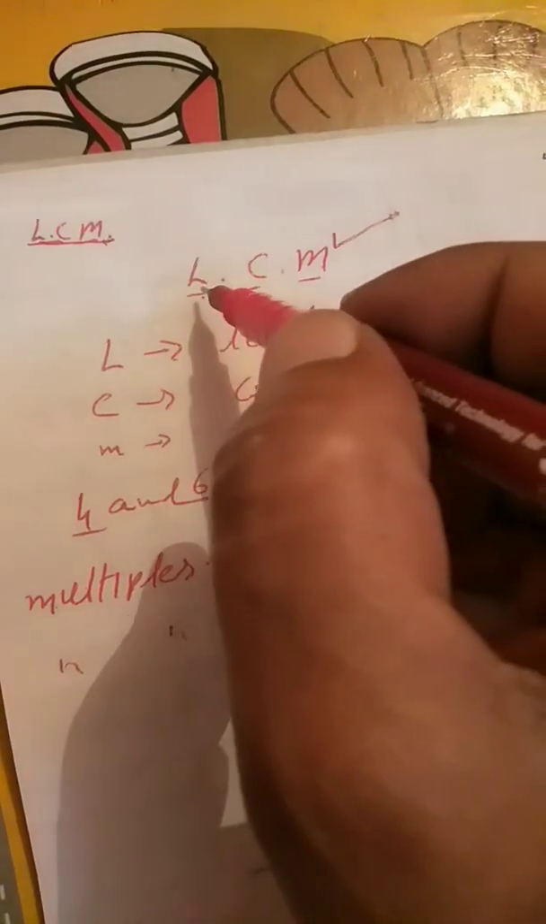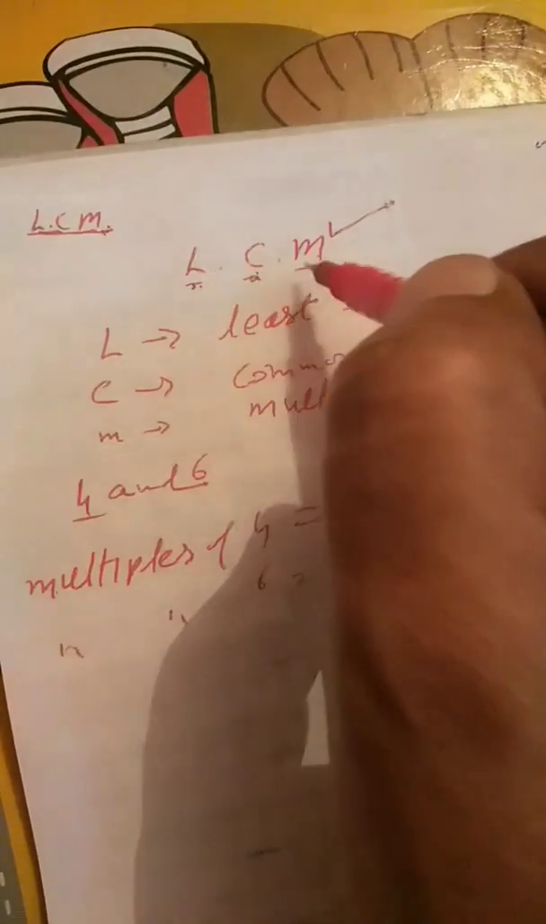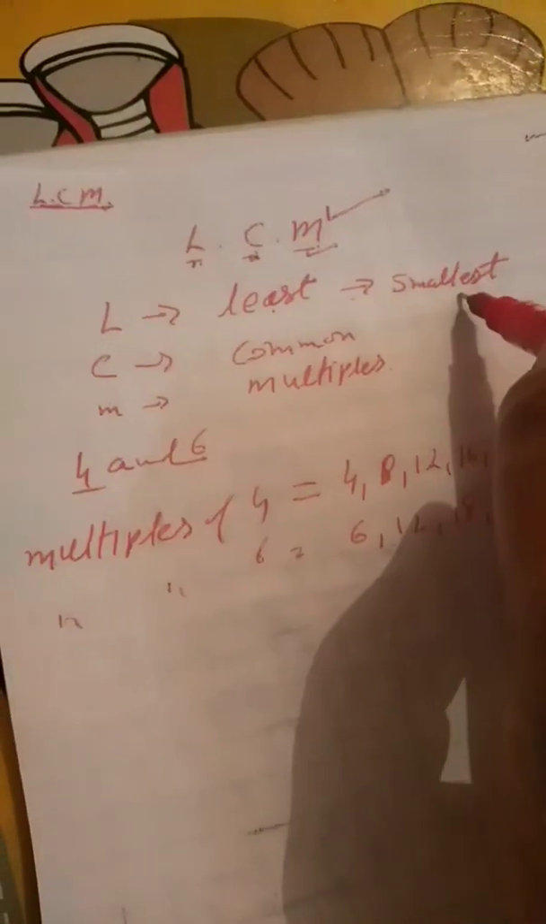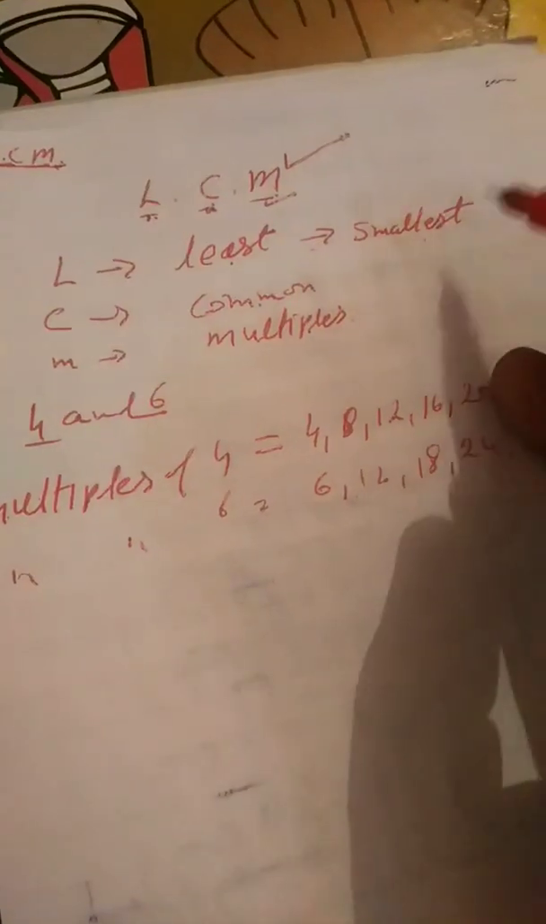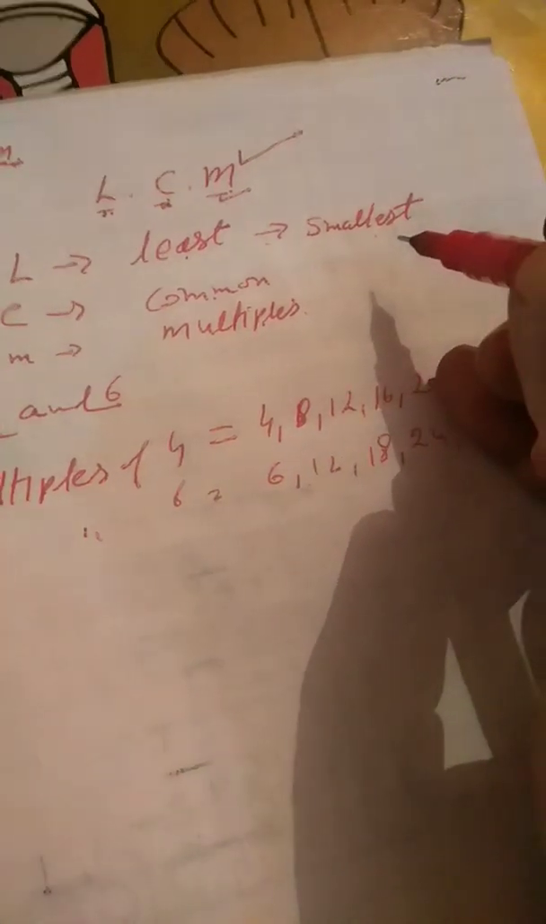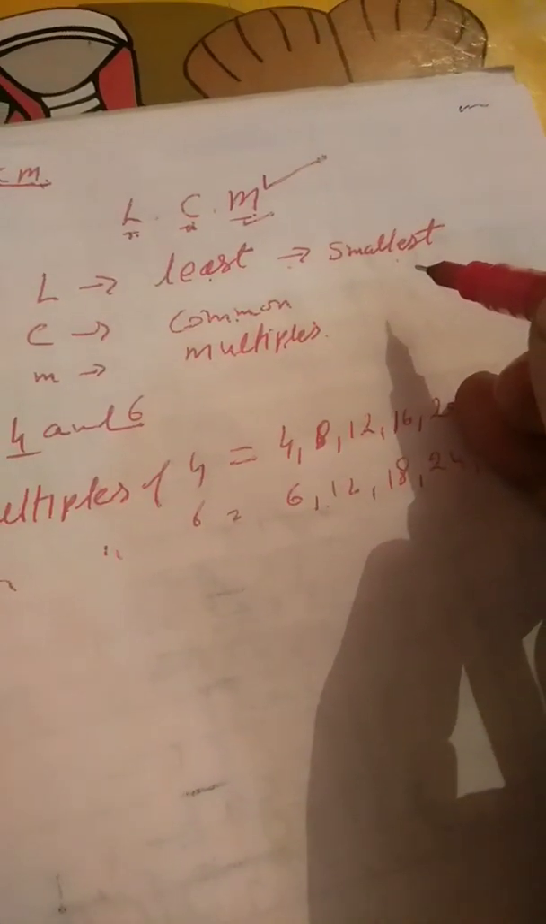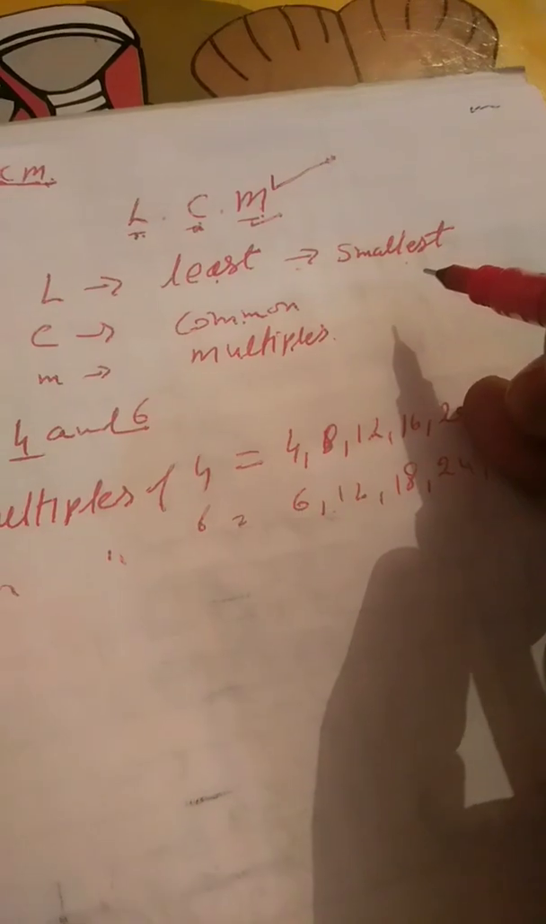Now today we will study about the LCM. Here in LCM we have three words. One is L, another is C, another is M. What does the L stand for? L stands for least. Least means smallest. Now C stands for common and M stands for multiples.